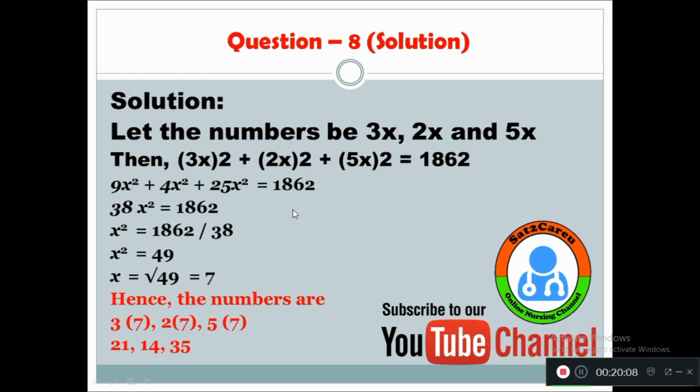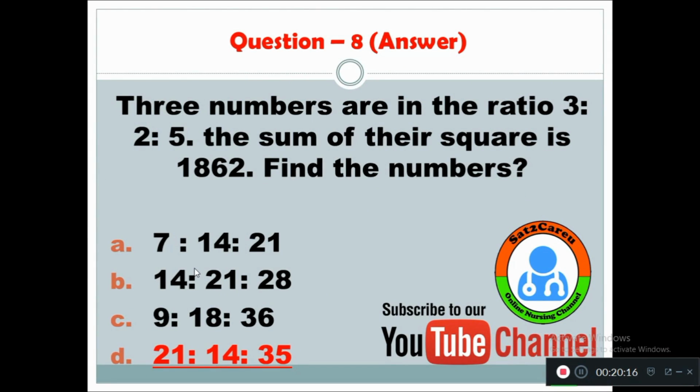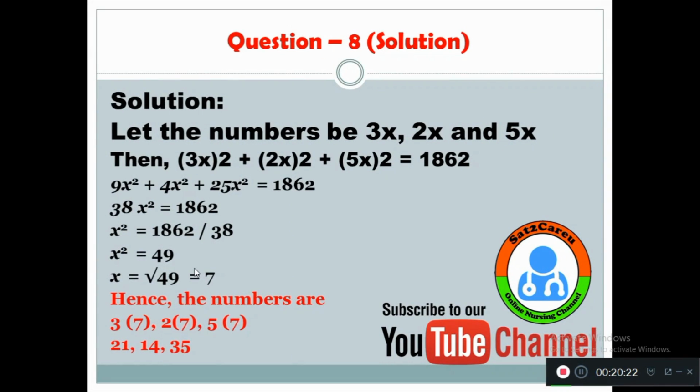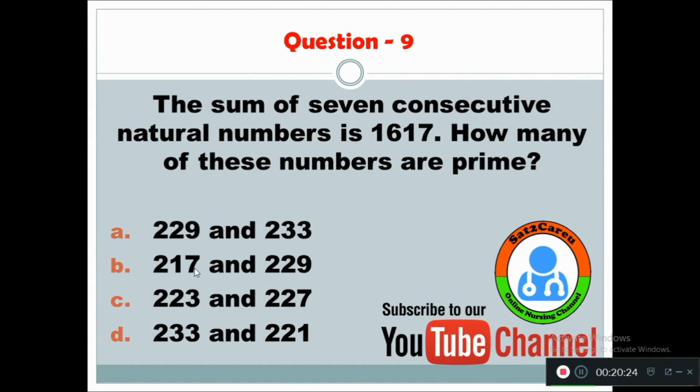So in place of x, you are substituting the value 7. So we are getting the answer exactly. The 21 is to 40, 14 is to 35. Hope you understood this. Next we come to the ninth question.